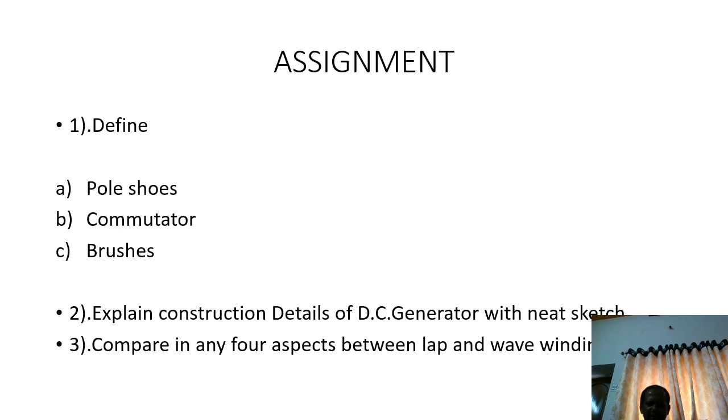Second assignment: explain construction details of a DC generator with a neat sketch. Compare in any four aspects between lap and wave windings.